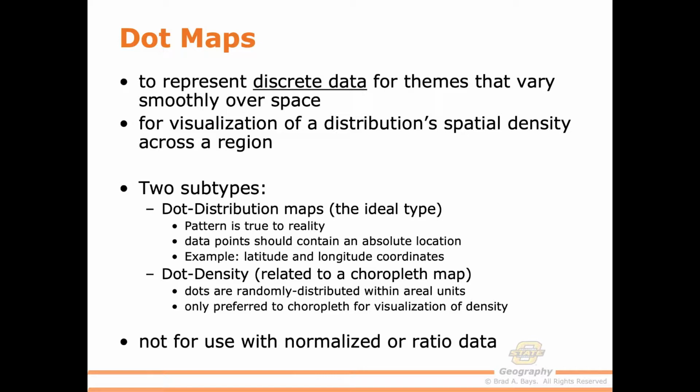There are what we call dot distribution maps, and this is the ideal type of dot map where every item on the map is actually located correctly with perhaps a latitude and longitude coordinate. So the data points should contain an absolute location. What we mean by absolute location is essentially a latitude and longitude coordinate on the surface of the Earth. So the absolute location is basically your GPS coordinate, or your set of GPS coordinates.